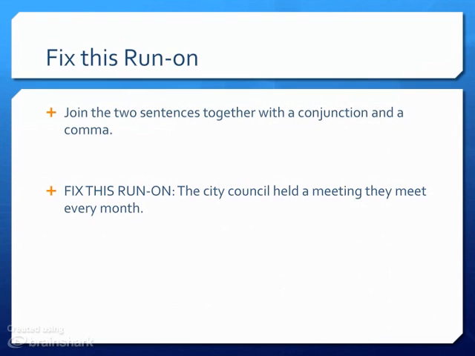Fix this run-on. Use the strategy we just learned. Join the 2 sentences together with a conjunction and a comma. Remember, you could use words like and, but, or so. Here's the run-on. The City Council held a meeting. They meet every month. Go ahead and fix this run-on in your notes.